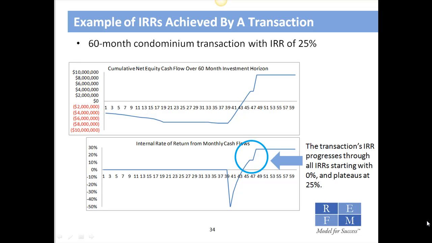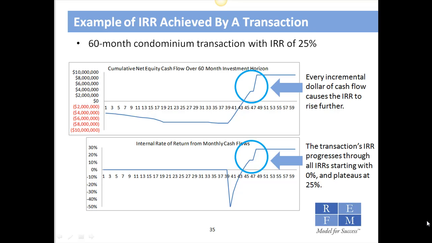For example, let's take a 60-month condominium development transaction that achieves an overall project-level equity IRR of 25%. As we see in the bottom graph, the transaction's IRR in fact progresses through the entire range of IRRs starting with 0% and then ultimately plateaus at 25%. This incremental progression through the range of IRRs less than 25% is driven by each incremental dollar of equity cash flow as it is generated by the transaction.